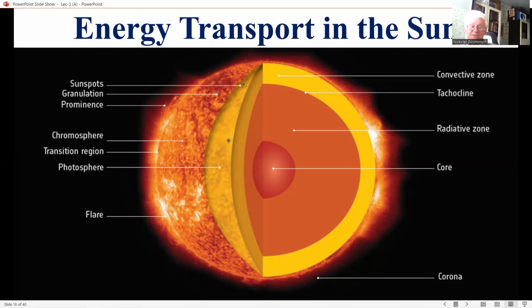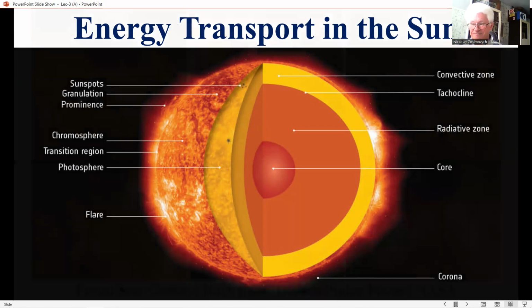Yeah. Because the core is so hot, the photons bouncing around there are gamma rays. Each time a gamma ray encounters an electron, it is deflected or scattered in a random direction. And as it bounces around, it slowly drifts outward toward the surface. That carries energy outward in the form of radiation. So astronomers refer to the inner part of the sun as a radiative zone.